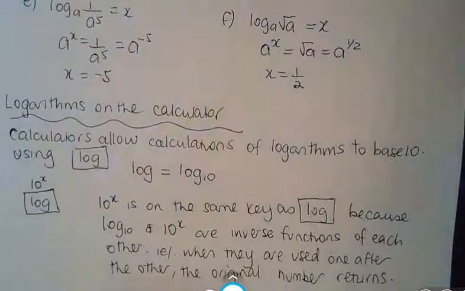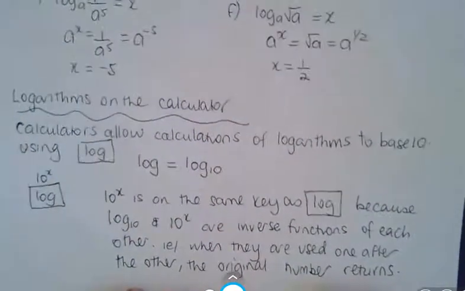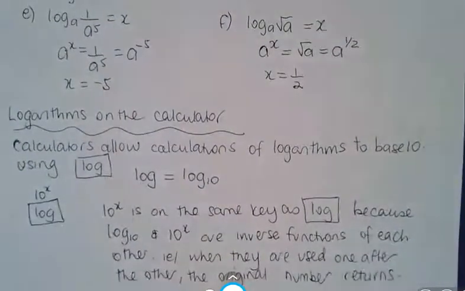That's what inverse functions are of each other. So log to the base 10 and 10 to the power of x are inverse functions of each other. Now, I'll show you an example of what that means. Well, 10 squared is 100, but also log to the base 10 of 100 is 2.